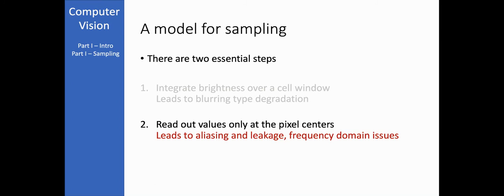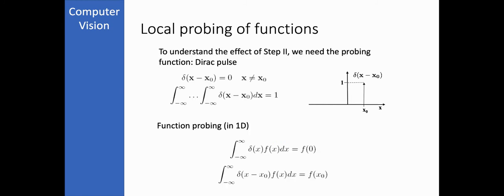Now what we want to do is look at the effects of the second step. We said that the model for the sampling had 2 steps. One of them was integrating brightness over a cell window, and the other was reading out values only at the pixel centers. So what does this mean? We will model this by saying that if I only look at certain points in the image, that must mean that I'm actually probing the function. And mathematically, probing a function can be modeled using a Dirac pulse.